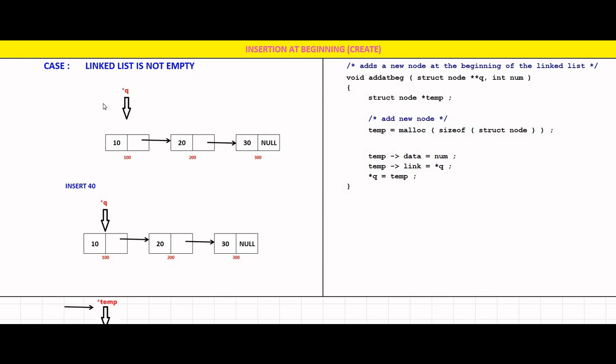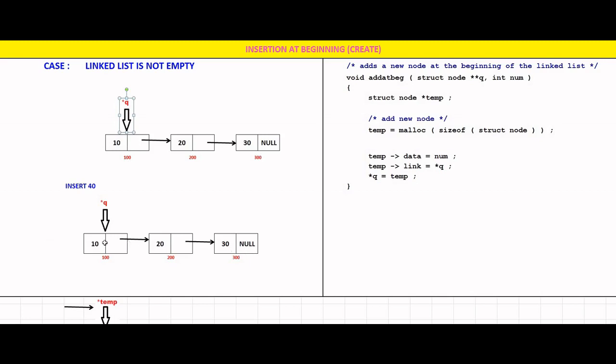So this is a linked list having 3 nodes, 10, 20 and 30. Here the node 10 has the address 100, 200 is the address of node 20, 300 is the address of node 30. So q is a starting pointer, so q holds the address of first node, which is 100. Now let us insert a new node at the beginning of this single linked list. So I draw here the same linked list.